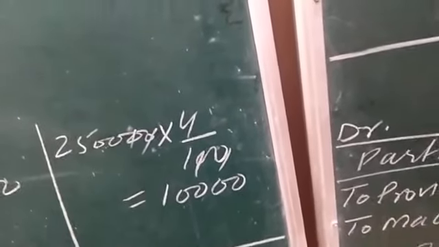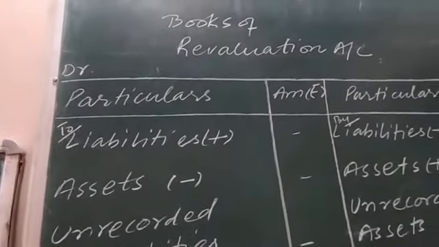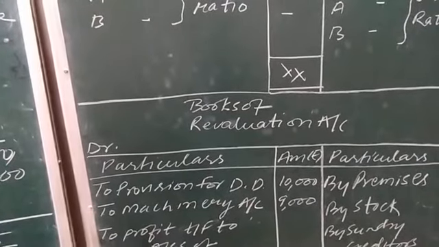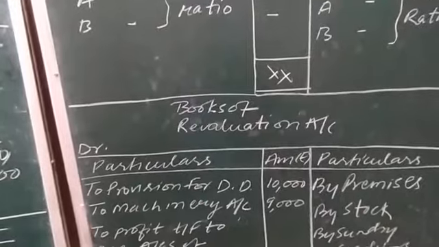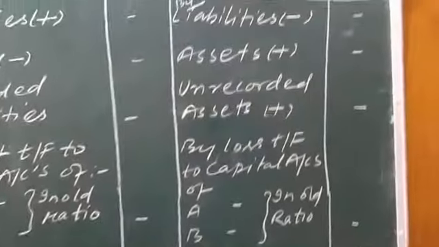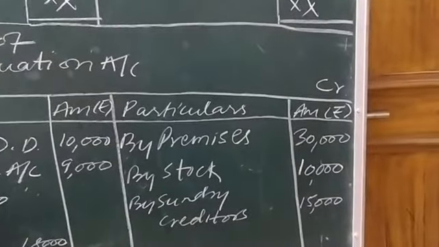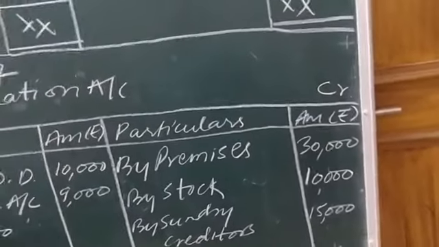Provision itself is a liability. And whenever a liability increases, it is to be shown on the debit side of the revaluation account. Hence provision for doubtful debt is to be shown on the debit side of the revaluation account, by 10,000 rupees. Now, sundry creditors be reduced by 15,000. Creditors, liabilities are decreasing, so it will be shown on the credit side of the revaluation account. And no further revaluation of assets and liabilities is there in the question.